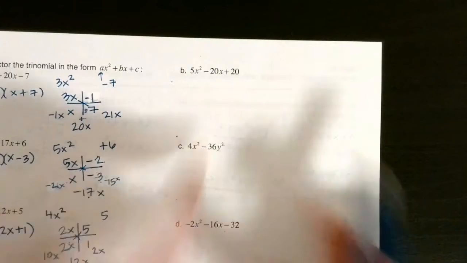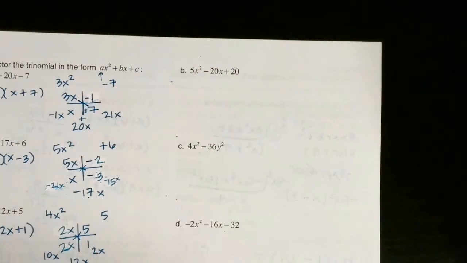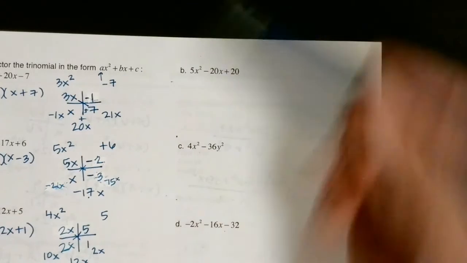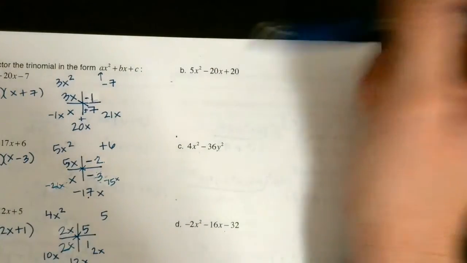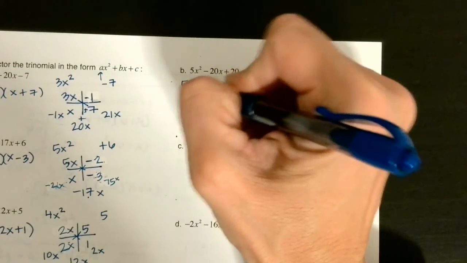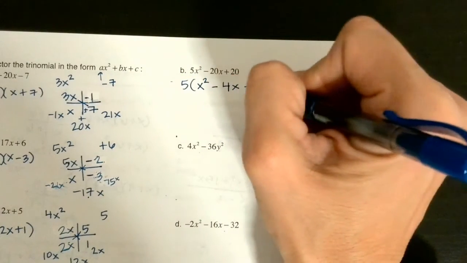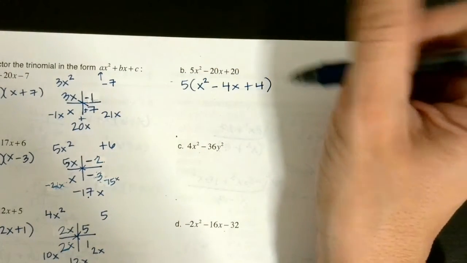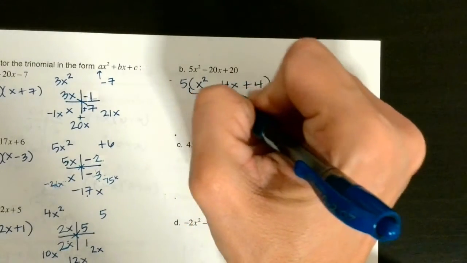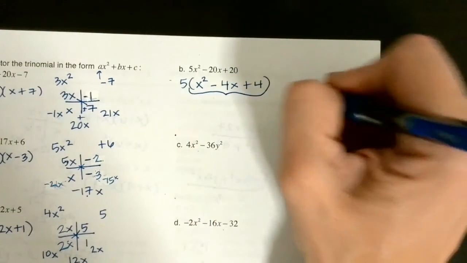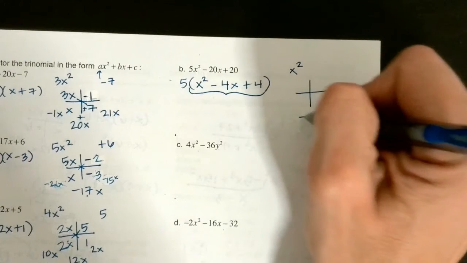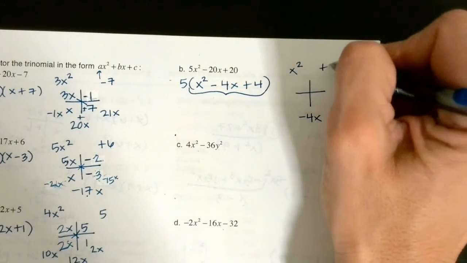Oh, I have 3 terms, so your gut may tell you to T-chart, but you're absolutely going to notice that these are all divisible by 5. So I'm going to factor out that 5 because it makes my life easier, okay? And then I'm going to T-chart just this piece. Okay, so x squared minus 4x plus 4.